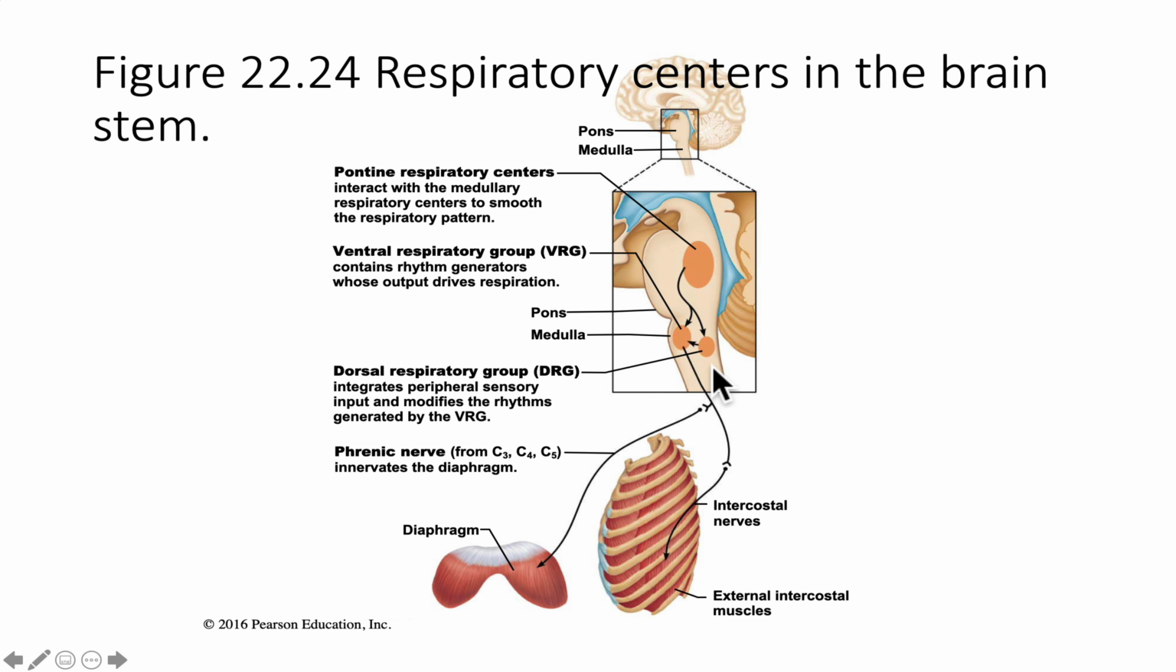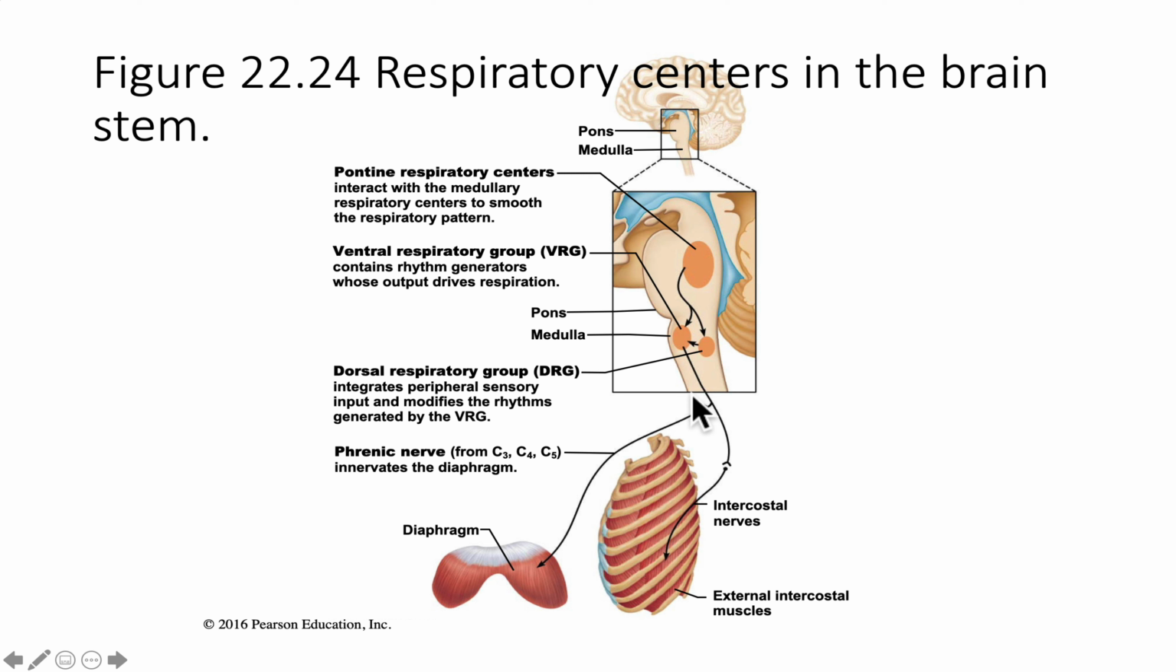In this illustration, we're looking at the brain stem. Down here, this part going down is the medulla oblongata, and then as we go above, this is the pons. Let's start at the top and work our way down. Within the pons, the area of interest is this part over here. This is the pontine respiratory center. Below that, in the medulla, we have our ventral and dorsal respiratory groups.